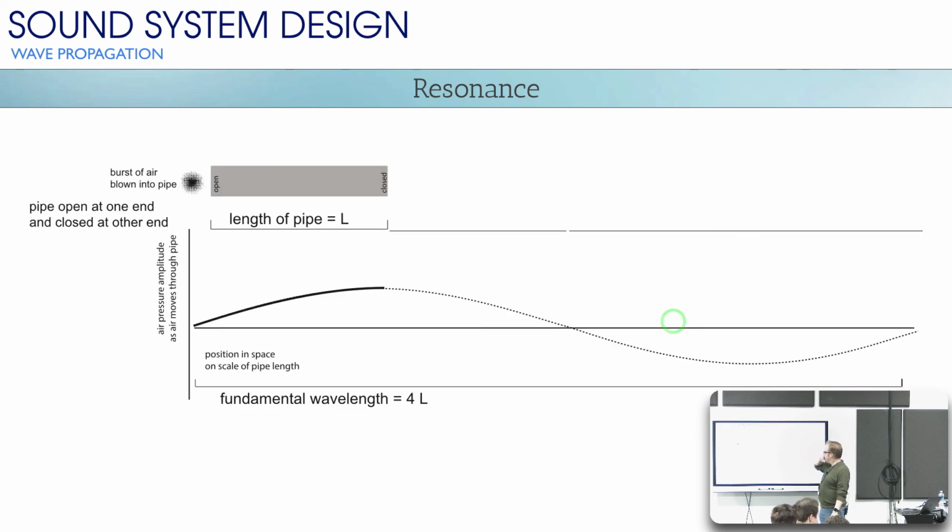However, if you close one end of the pipe, block it off, then it will resonate a lower frequency. So now the lowest resonant frequency is going to have a wavelength that is 4 times as long as the pipe. Which is kind of cool.